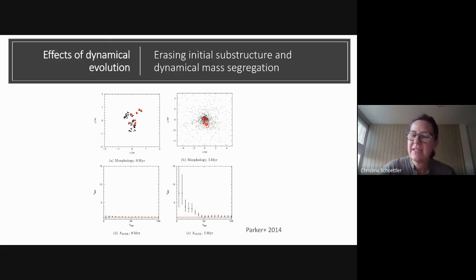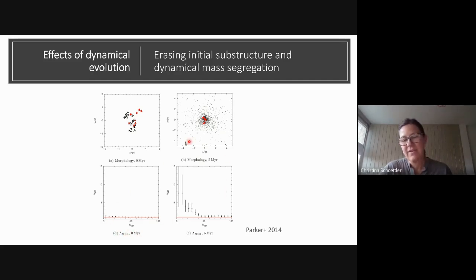We can also see dynamical mass segregation, which means that the higher mass stars that were distributed across the star cluster initially have moved towards the center, which is also shown here in the center. Initially, there was no mass segregation, which is represented by this indicator.